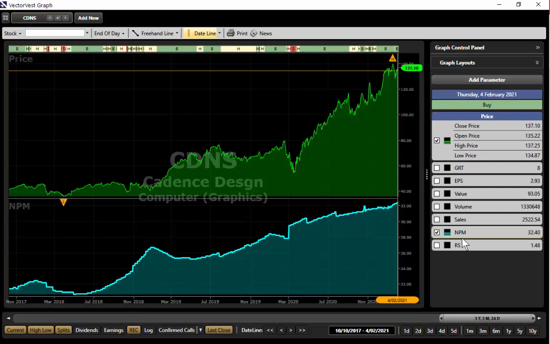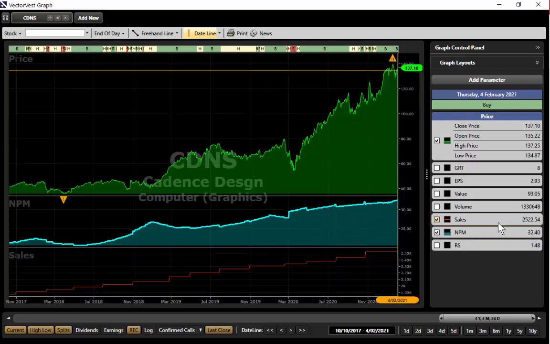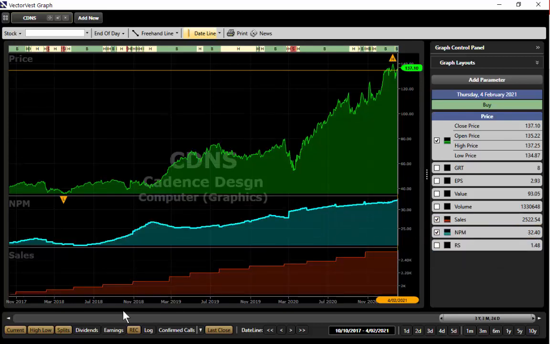So for every $1 of sales that this company CDNS makes, it's making 32 cents on the dollar. And if you look at its sales, look at the sales. The sales are growing. So this company is growing its sales and making more and more money on average per every $1 of sales it makes. That's why this company's got a powerful set of financials.